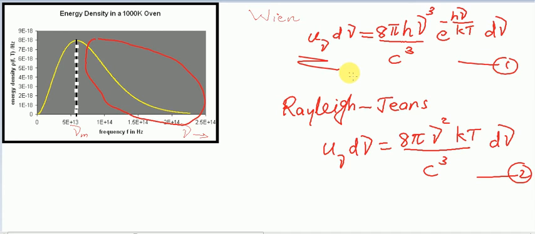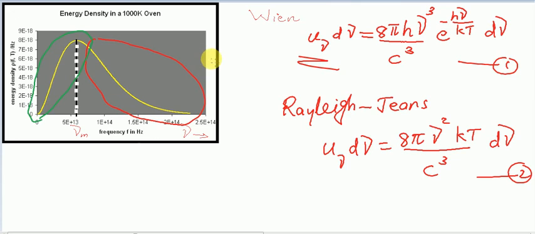At the same time, Rayleigh and Jeans formulated an equation for the low frequency region of the black body radiation spectrum, and it goes like this: the energy density u nu d nu equal to 8 pi nu square k T divided by c cube d nu. Equation number 2. Here k is the Boltzmann's constant, and h is the Planck's constant in these equations. The Rayleigh-Jeans equation explained the lower frequency portion of the black body radiation spectrum.